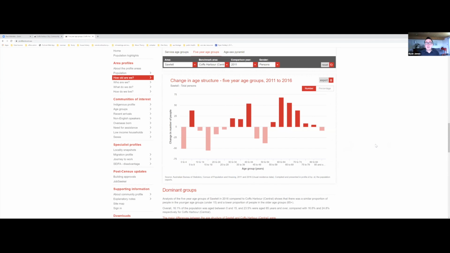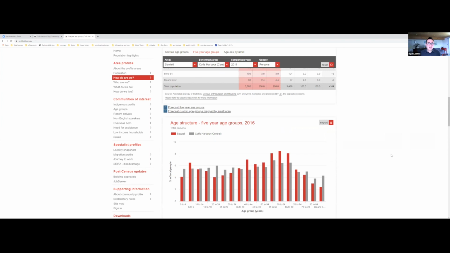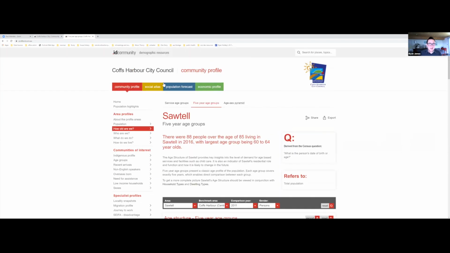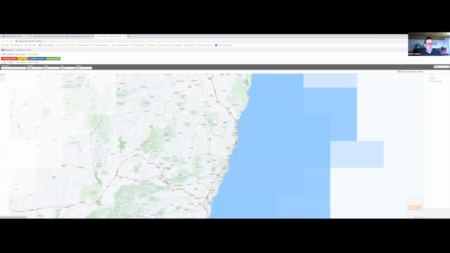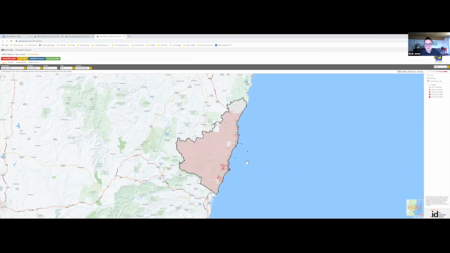But we see still, even though we do have some of those younger families growing here, we're seeing growth in these. Anyway, this is not a training session, so I encourage you to get on and have a browse around. But this is interesting here. Social Atlas. I've just clicked on the title there and it brings it up. And here's a map.